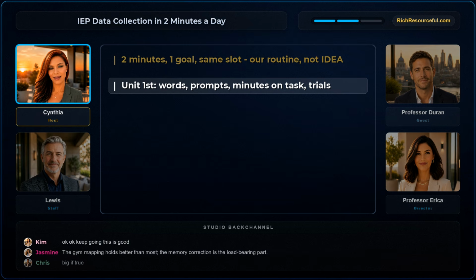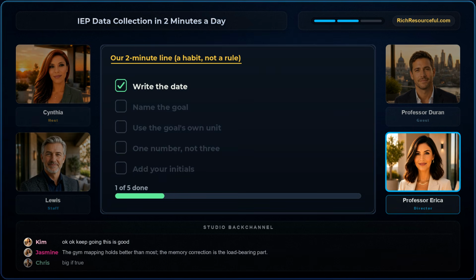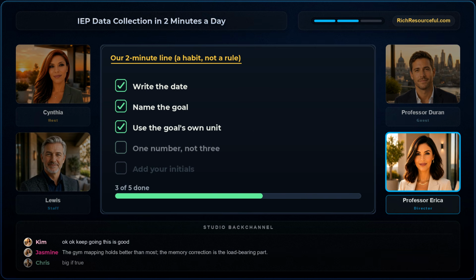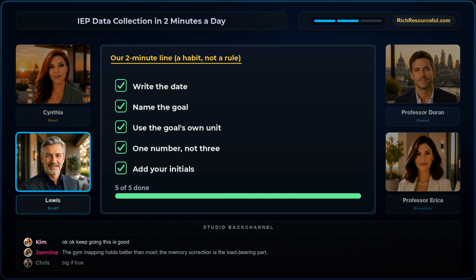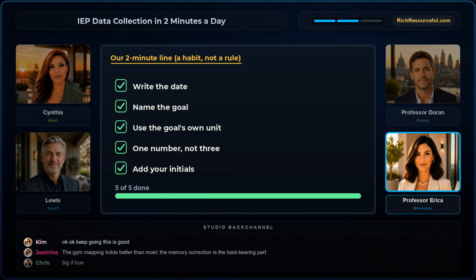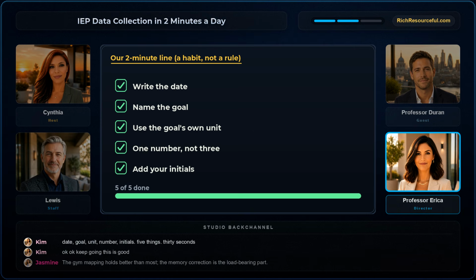Start with the sentence you already wrote. Date it. Name the goal. One number in that goal's unit, your initials. The date is the part people skip, and the date is the exact part that turns a note into evidence somebody else can use. One number, not three. Three numbers is a spreadsheet you'll quit by Halloween.